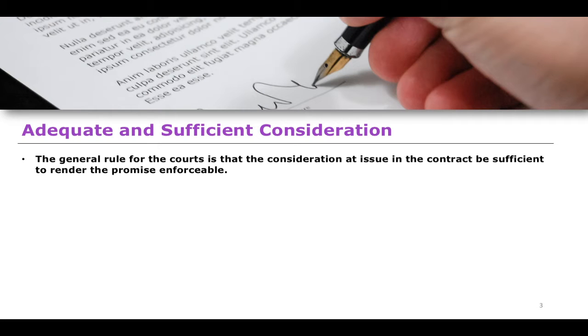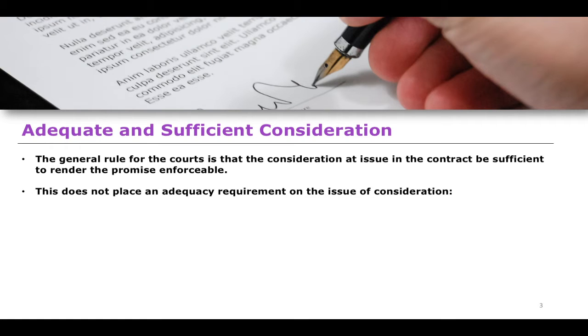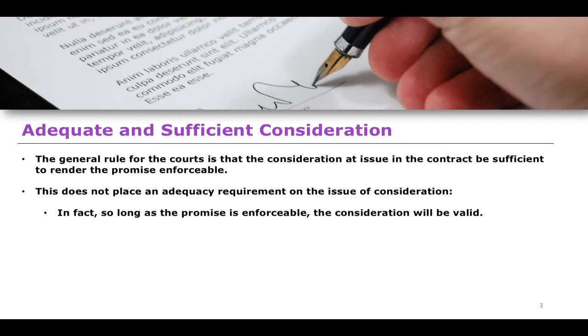So, the general rule for the courts is that consideration at issue in the contract be sufficient to render the promise enforceable. It's as simple as that. In order for there to be consideration that renders a promise enforceable, that consideration has to be sufficient. There has to be a certain sufficiency established in it. And this means that the role of adequacy is not present in any kind of understanding of consideration. This does not place an adequacy requirement on the issue of consideration. So, in fact, so long as the promise is enforceable, the consideration will be valid.